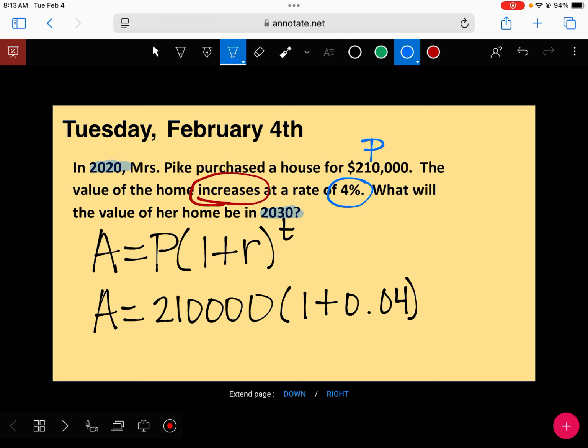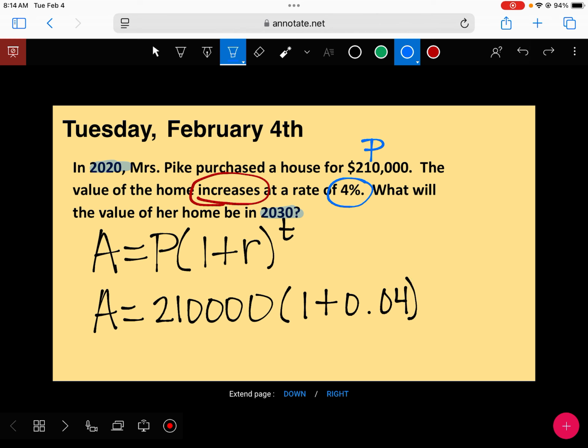So how would I figure out how many years passed between 2030 and 2020? What do you think I'm going to do with those numbers? Any ideas? From 2030 to 2020. How would I figure out how many years passed? What'd you say, Sarah? Subtract. Yep. So what's 2030 minus 2020? 10. So T is 10.